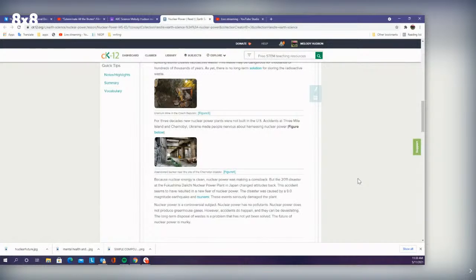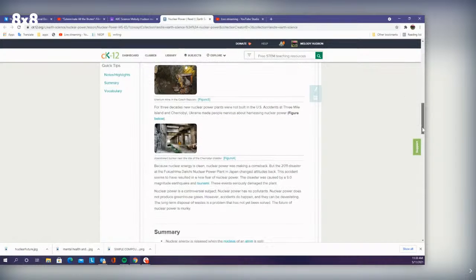Nuclear power is a controversial subject. Nuclear power has no pollutants. It does not produce greenhouse gases like fossil fuels: coal, natural gas, oil. However, accidents do happen and they can be devastating. The long-term disposal of waste is a problem that has not been solved. So the future of nuclear power is murky.